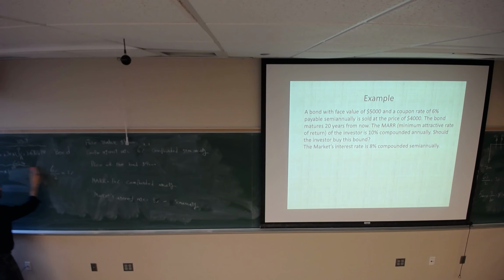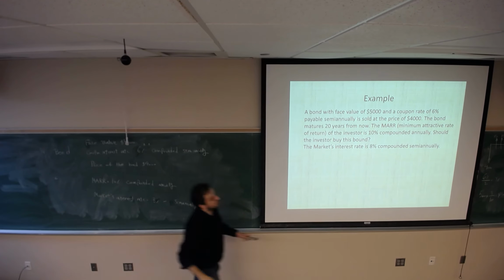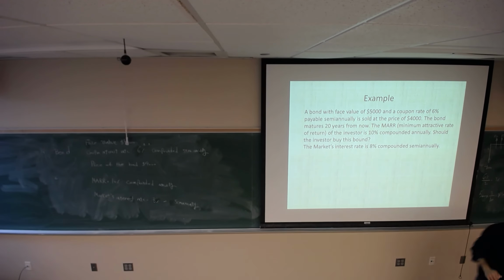Now, we should find the net present worth of the bond. But the question is, which interest rate should we use to calculate the net present worth? 6%, 10%, or 8%? 10%? We need 10%, but it needs to be per 6 months.